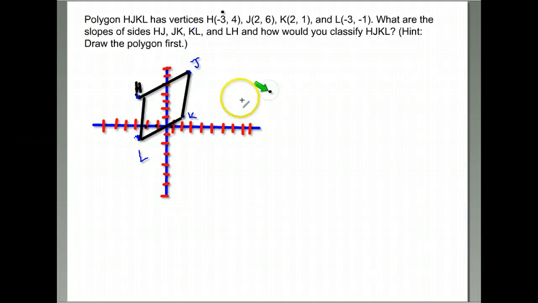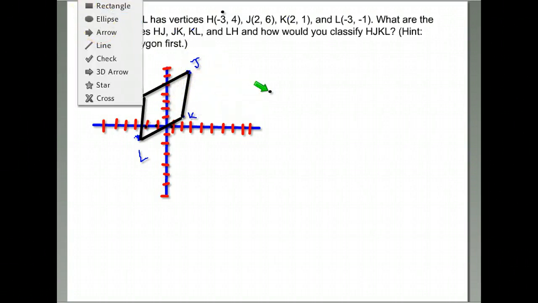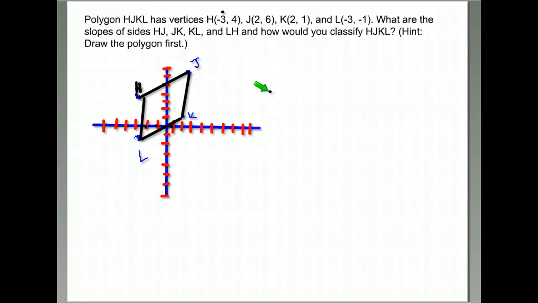And again, it looks a little weird. It looks a little off balance. Again, that's because I use my own graph paper. But if you have actual graph paper, this would come out much better. It looks almost like a parallelogram. That is going to be my guess of what it is.